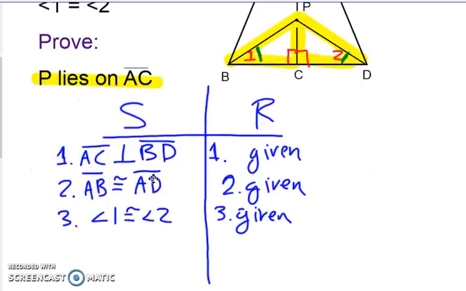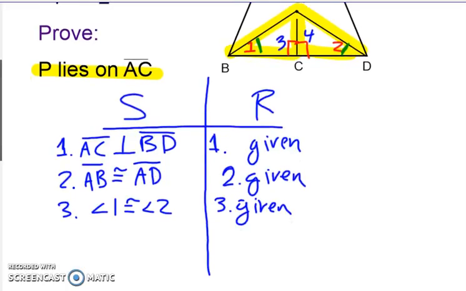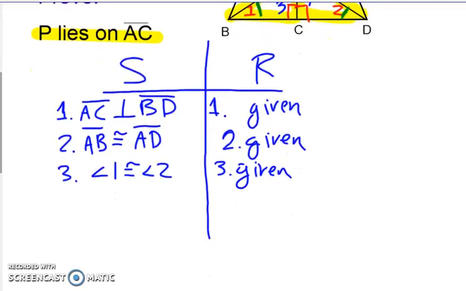Okay. So let's first take this perpendicular information and use that to say that these two angles are right angles. And in order to do that, we first need to show that they're right angles. So let's go ahead and say angle 3 and angle 4 are right angles.